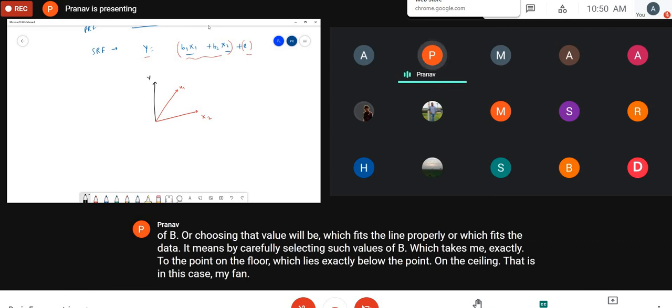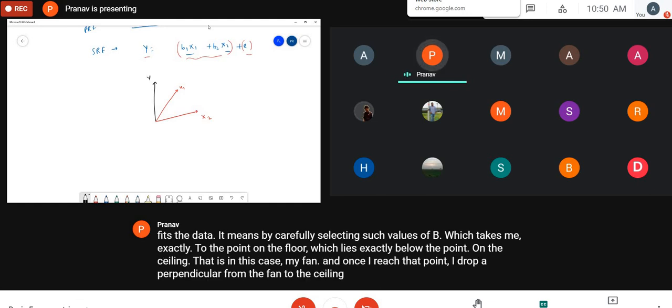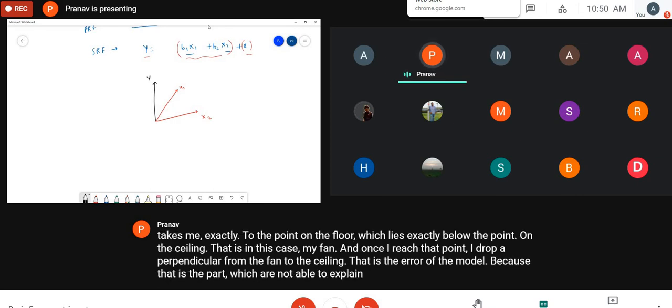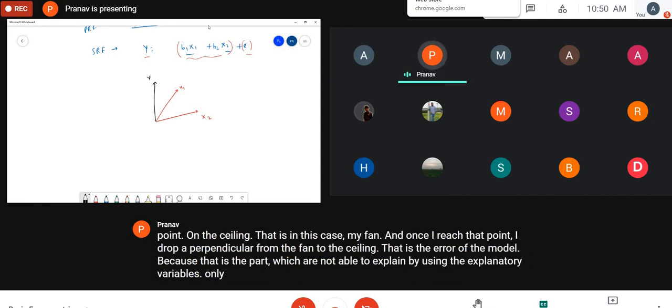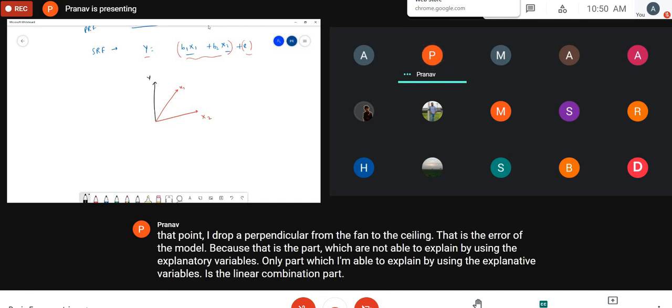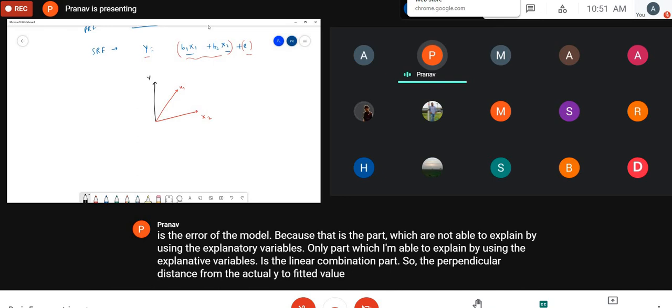And once I reach that point, I drop a perpendicular from the fan to the floor. That is the error of the model. Because that is the part which I am not able to explain by using the explanatory variables. Only part which I am able to explain by using the explanatory variables is the linear combination part. So the perpendicular distance from the actual y to fitted value is nothing but your error term.